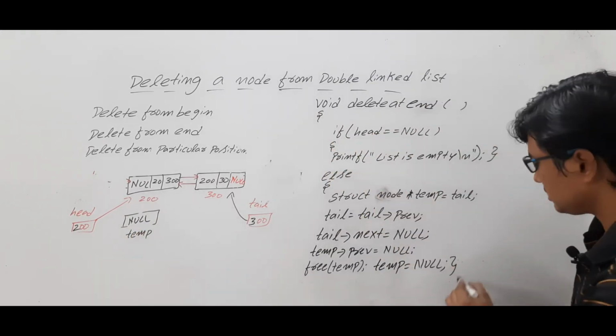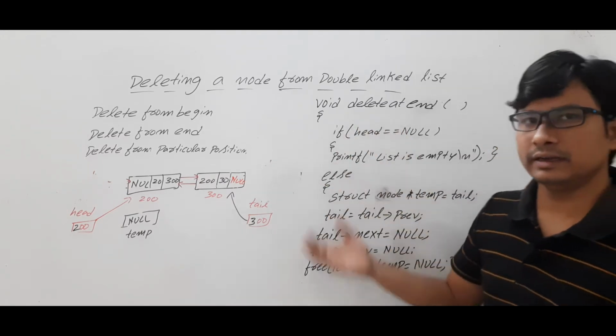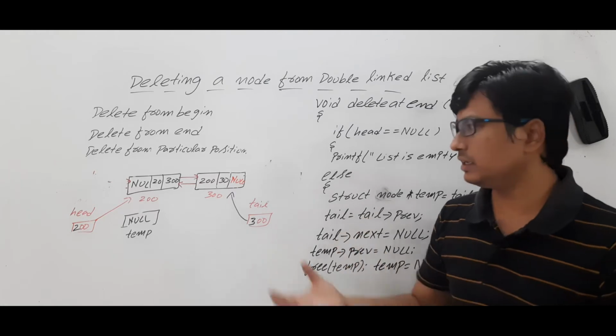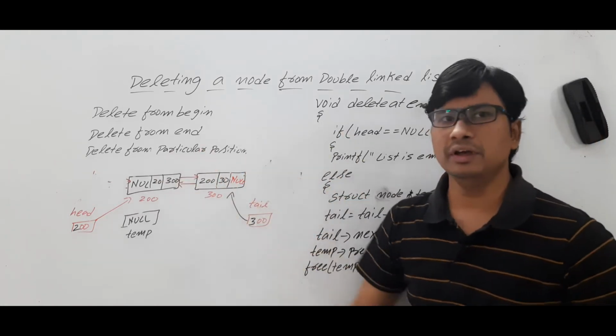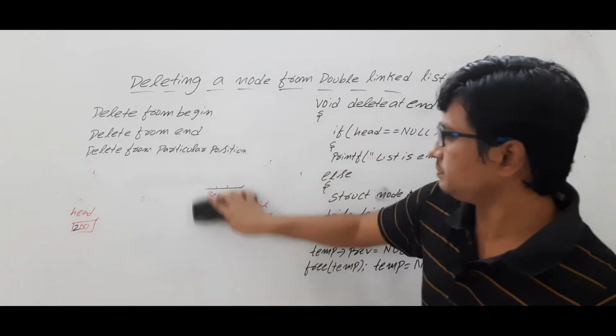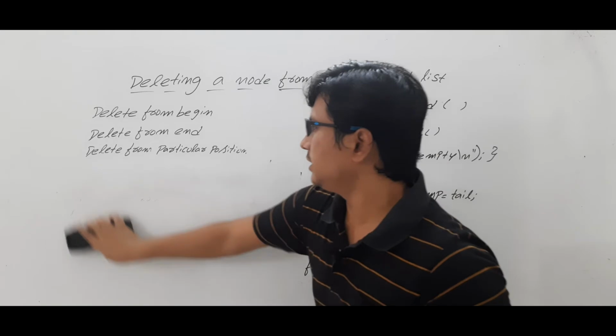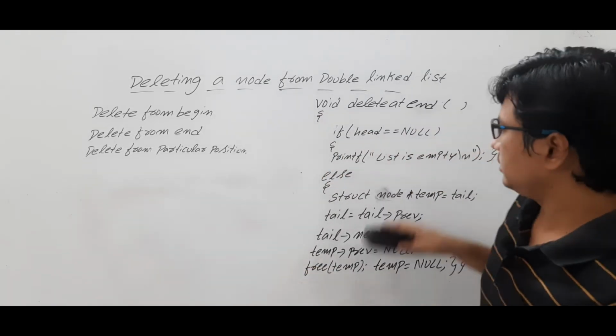Let me close the else. Let me close the function. So this is the way you can delete a node from the end in the double linked list. Now we will discuss how we can delete a node from a particular position. For doing that, let me draw the double linked list. Then we will delete it.